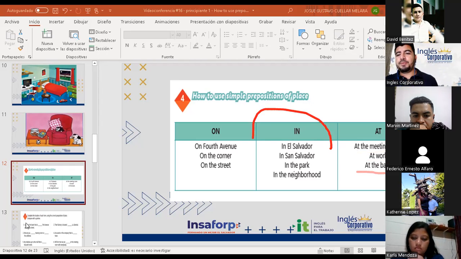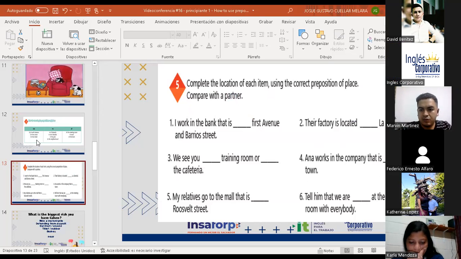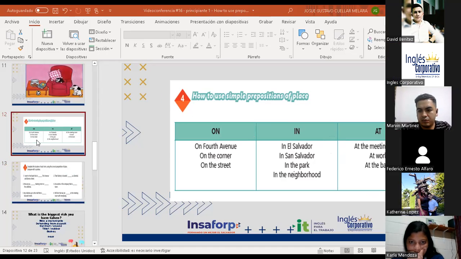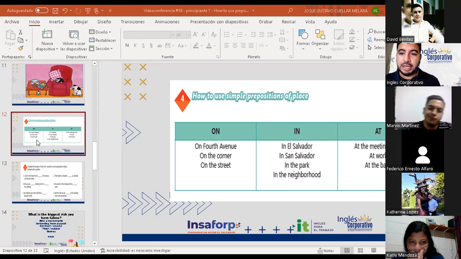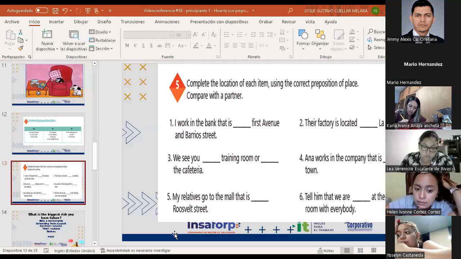Y tenemos acá. Complete the location of each item using the correct prepositions of place. Veamos otra vez una revisada a esto. Ok, ya que le dimos otra revisada a esto, vamos con estas. Vamos con estas seis oraciones. Ok. Let's start with Federico. Are you ready with one of these? Vamos a escribirle on, in, at.